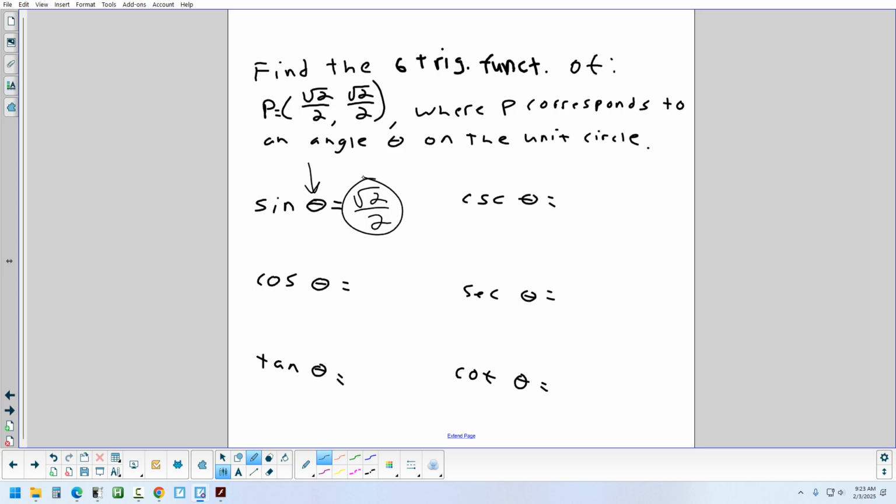The square root of 2 over 2. Okay, so that's my x.